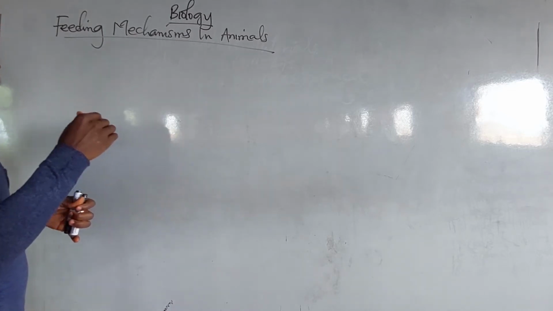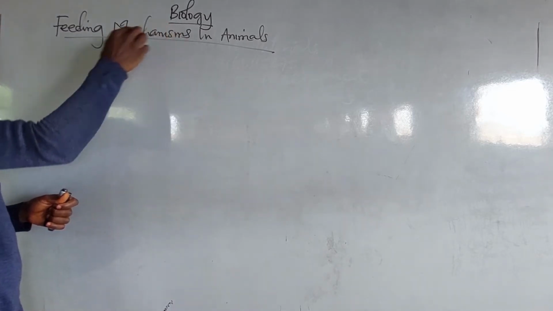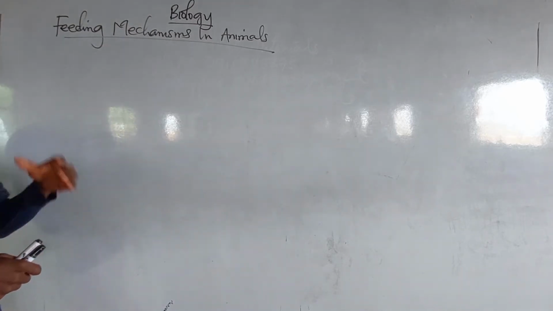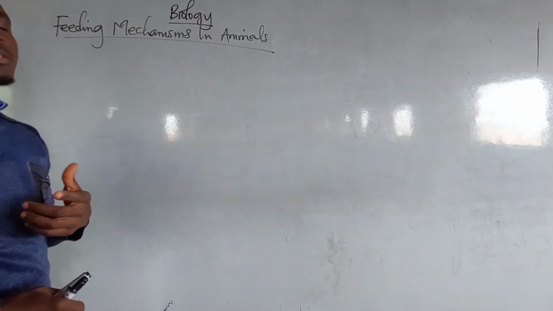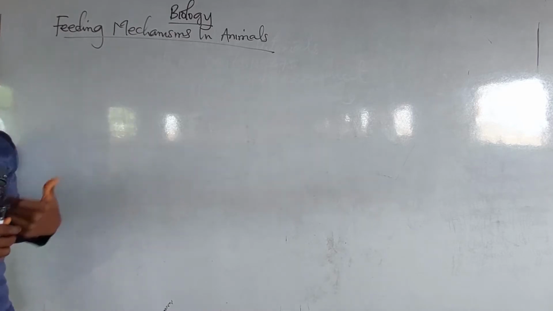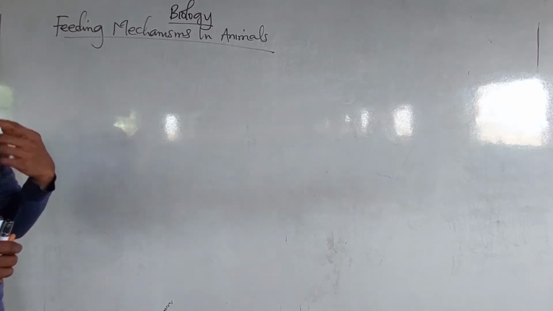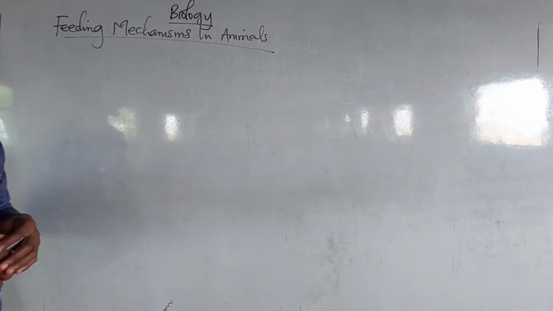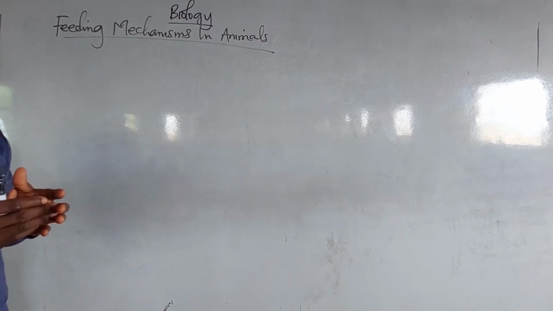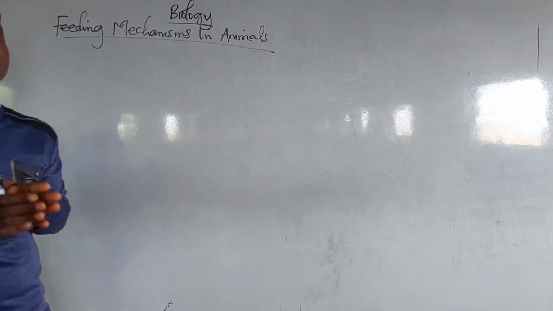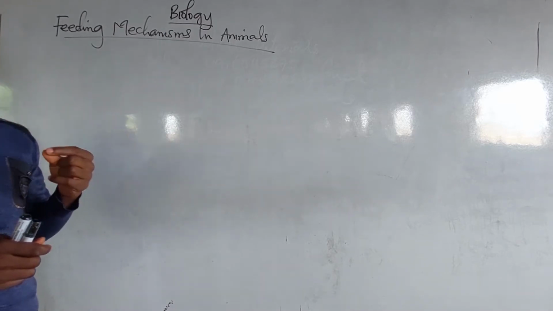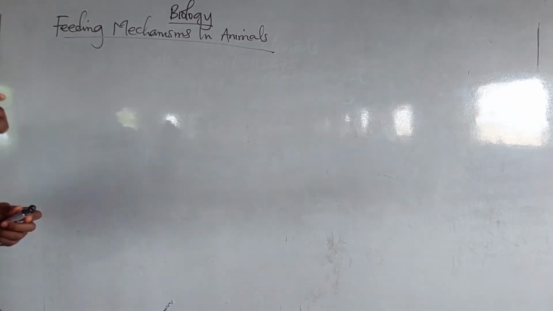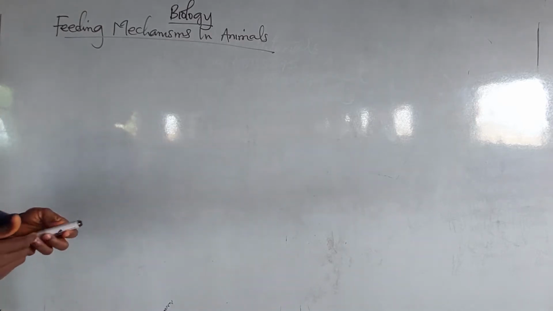Now this morning we're discussing biology, a topic called feeding mechanisms in animals. Feeding mechanisms means the various means or processes with which animals derive their food in order for them to survive in their various environment and in order for them to adapt to their environment. And of course, you know that for an organism to adapt to its environment, there are certain features it must possess. Now, let us look at different feeding mechanisms in animals.